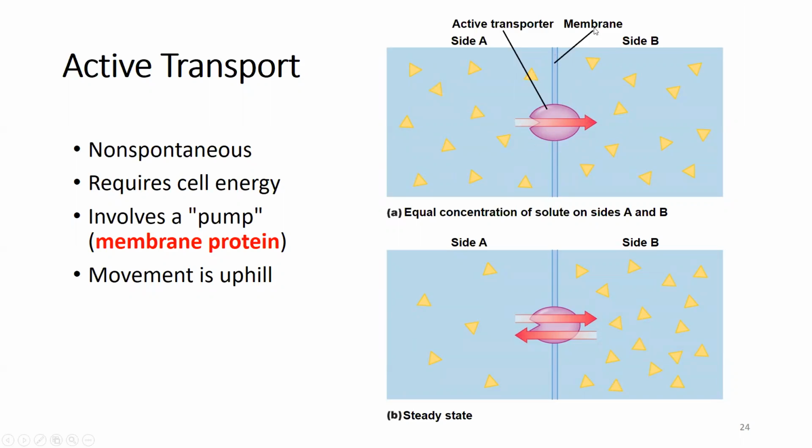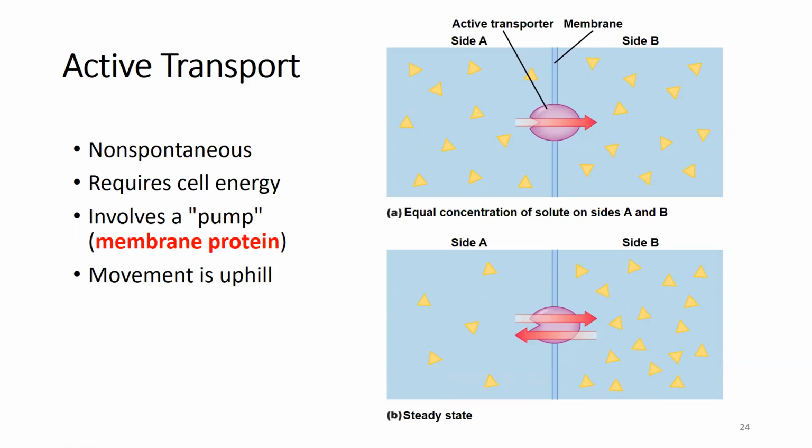Now we start off with equal concentration on both sides, and because there's a higher affinity on this side of the pump, we're going to have more particles binding onto side A and moving across to side B. Now in this image at the bottom, what we've reached is a point that we call steady state. And steady state means we have movement of particles, but we do not have net movement. We no longer have net movement.